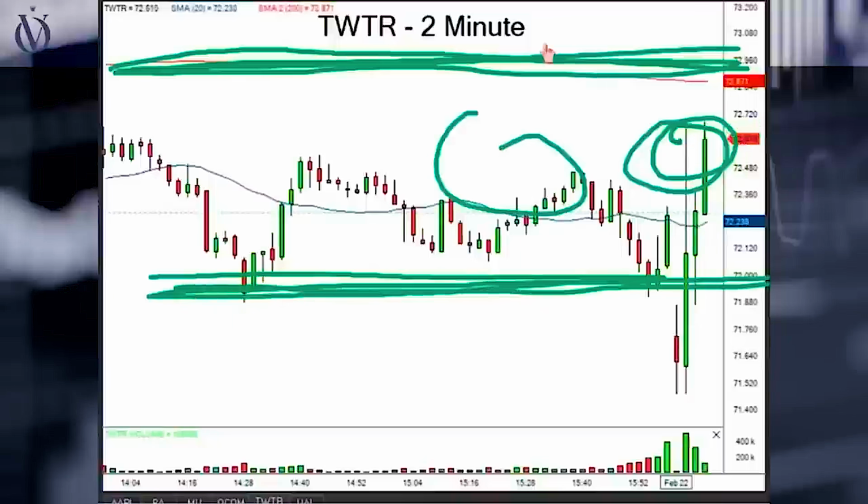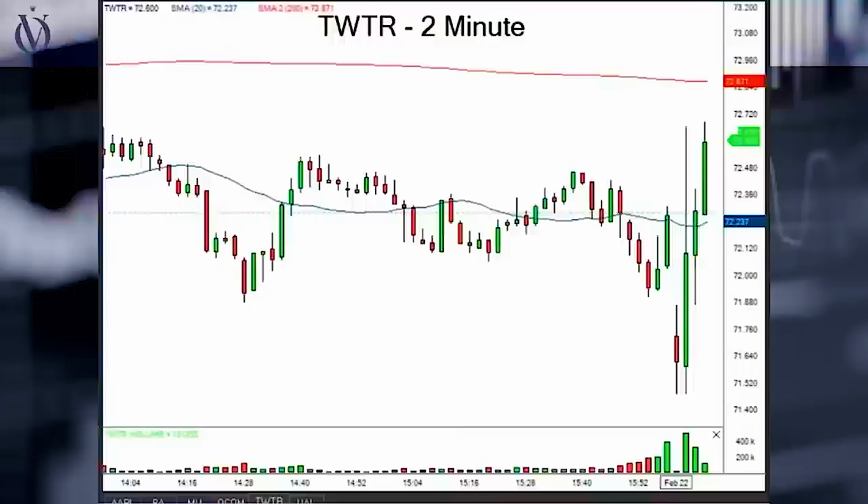So here's your 200. Here's yesterday's or the prior day's data, and we're in between the ceiling and the floor. So you want to be careful with plays in the trap zone. The best plays are outside of the trap zone. The best plays are here and there.